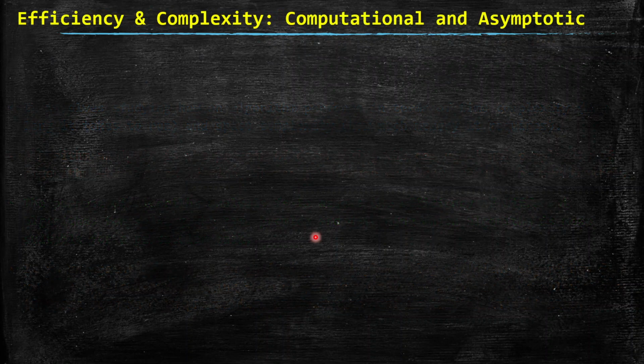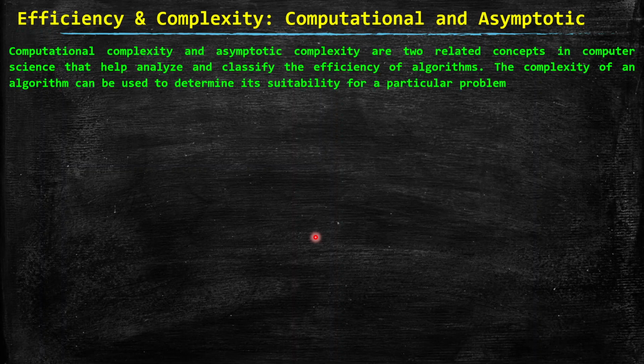So everywhere these are required. So let's talk about the efficiency and complexity. In the base of efficiency and complexity, we have two different types of analysis, also we can say computational and asymptotic. So let's understand first computational, then we'll discuss the asymptotic.